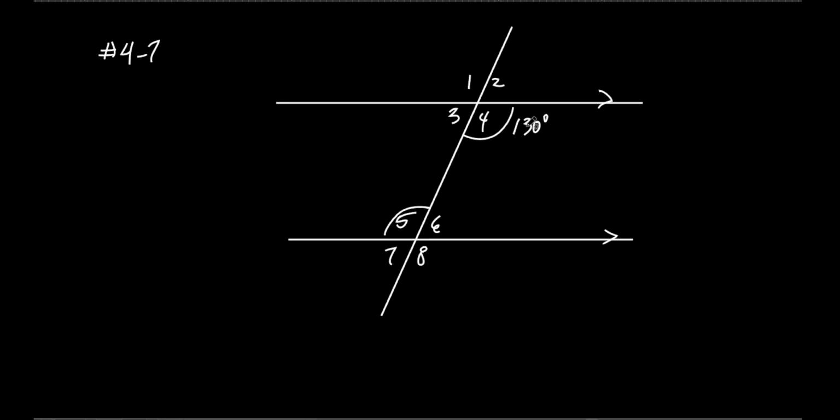I could give you angle 4 was 130 and ask you what angle 6 was. So 4 and 6, they're consecutive interior angles. They're supplementary to each other, so that means if you add them up, they would equal 180. So if this is 130, then this is 50, and so on. I'll give you certain angles, tell you a degree, and you have to find the other angle that I ask for. So that's numbers 4 through 7.